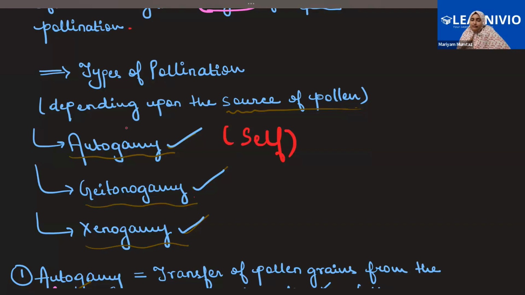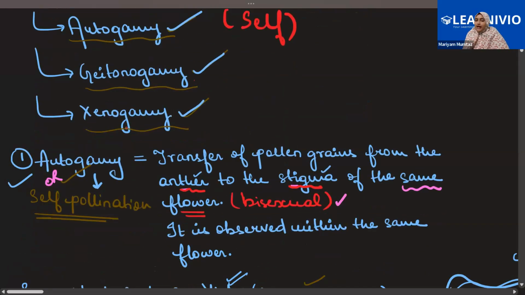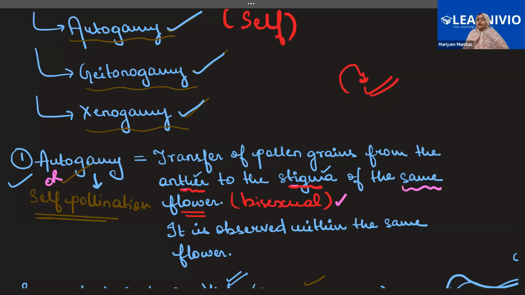Now, auto means self, meaning in this case the pollen grain will be from the same flower. For example, if this was a flower, from here only the pollen grain came onto the stigma. So this will be self-pollination. So the pollen and the egg will be genetically similar, isn't it? Because they are from one flower. So the transfer of pollen grain from the anther to the stigma of the same flower, mostly in the case of bisexual flowers, is observed within the same flower.